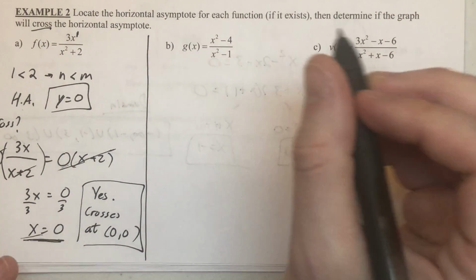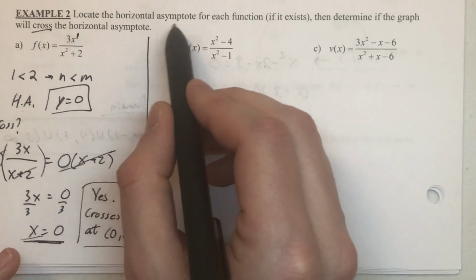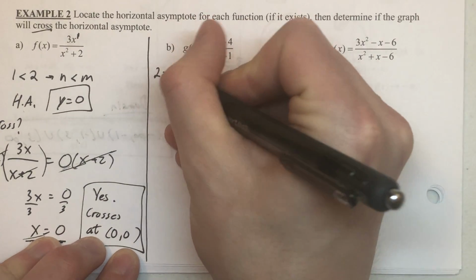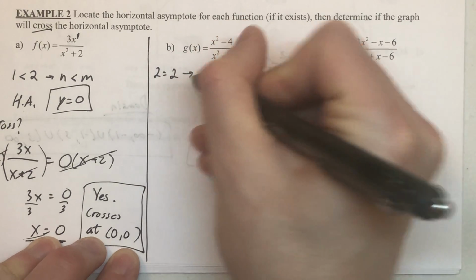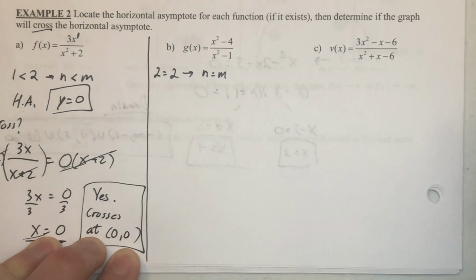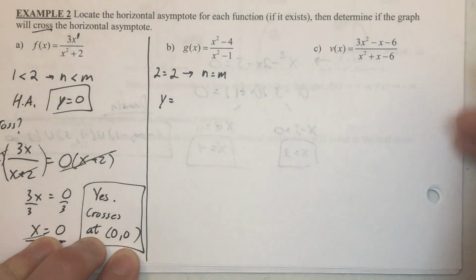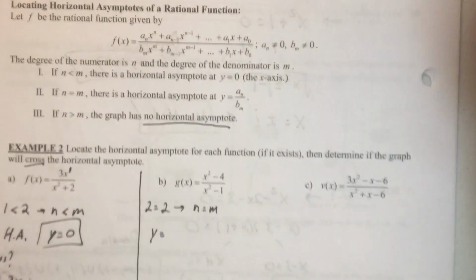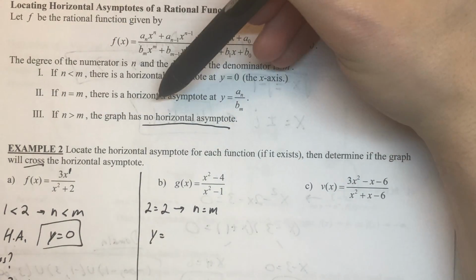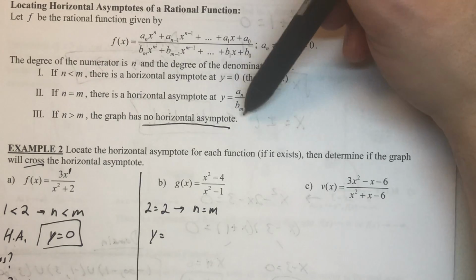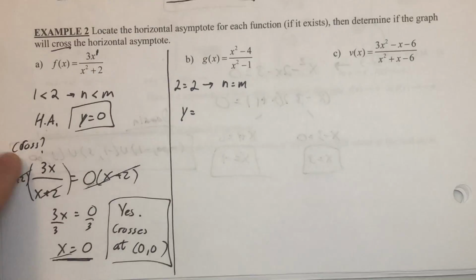Example B here. Again, for the horizontal asymptote, we're going to be looking at first the n and m. Well, in this case, we've got 2 for both degrees, so that is n equaling m. Since n equals m, we need to create the equation right here. When n equals m, our horizontal asymptote will be at the line y equals, and then the ratio of those lead coefficients.